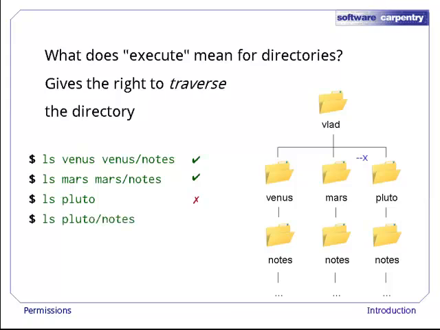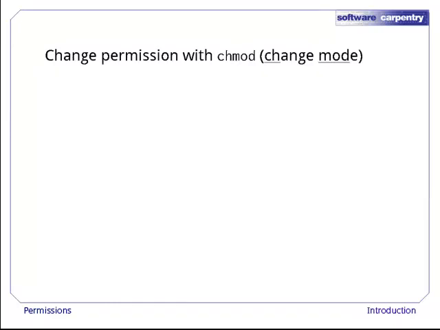If she tries to look in Pluto/notes, though, the computer will let her do that. She's allowed to go through Pluto, but not look at what's there. This trick gives people a way to make some of their directories visible to the world as a whole without opening up everything else. So much for looking at permissions.